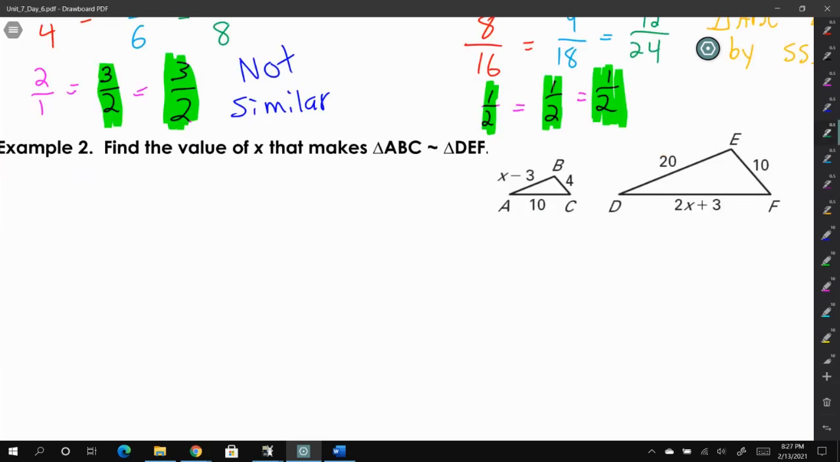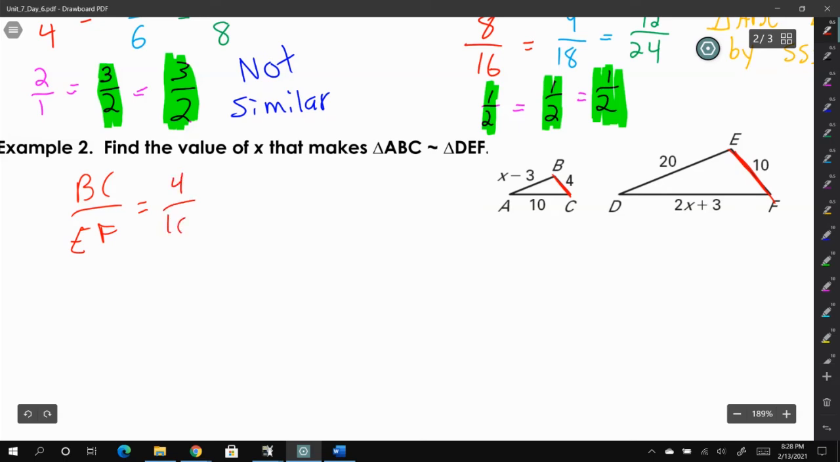Now, in example 2, there's a couple ways you can solve this one. It says, find the value of x that makes triangle ABC similar to triangle DEF. So I noticed that BC and EF are corresponding parts. So BC over EF. And the reason I want to highlight those is because you have numbers there. You don't have any variables. You don't have to figure something out. It's just there. You have 4 over 10.